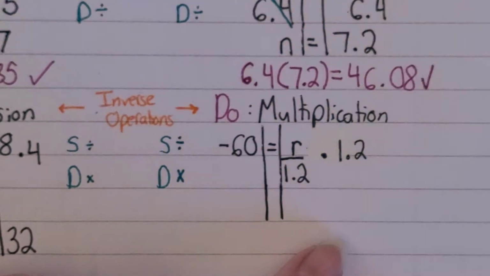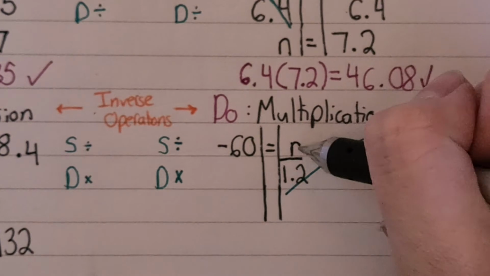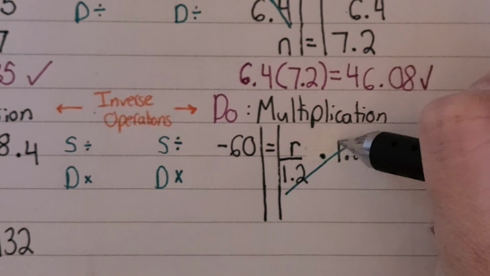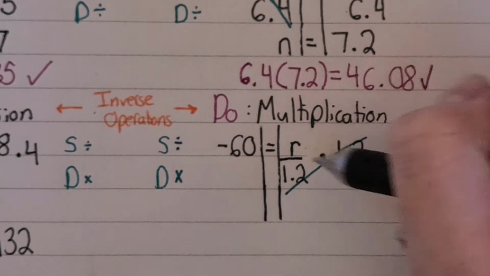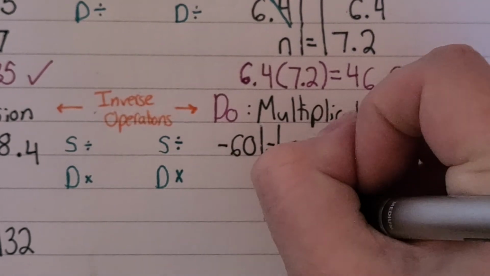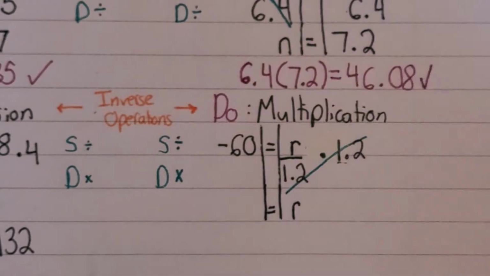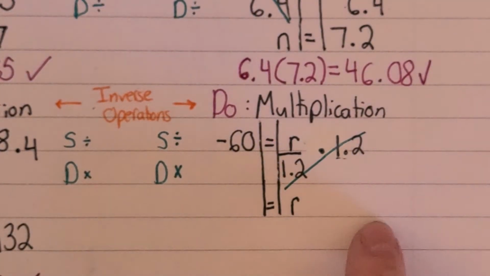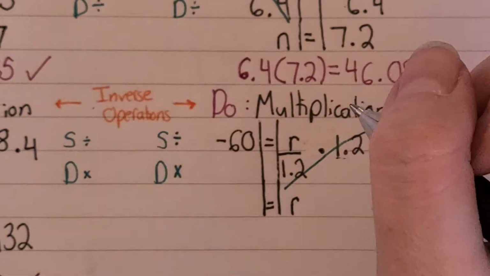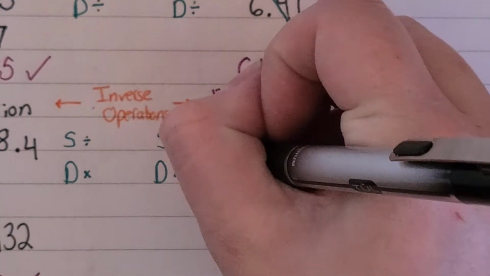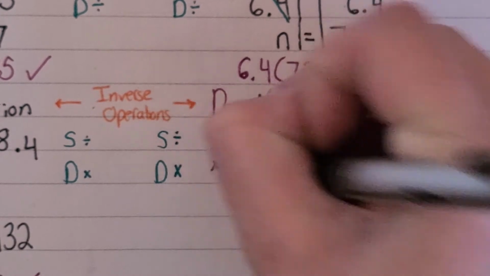Okay? And those cancel out. Because remember, this is just like doing reciprocals. 1 over 1.2 times 1.2 over 1. They all cancel out to 1. So now I just have r by itself, which is what we wanted. But whatever we do to one side, you have to do to the other. So we're going to do negative 60 times 1.2.